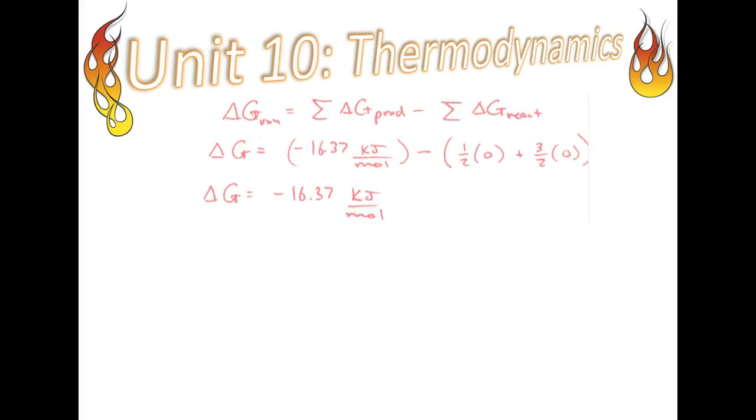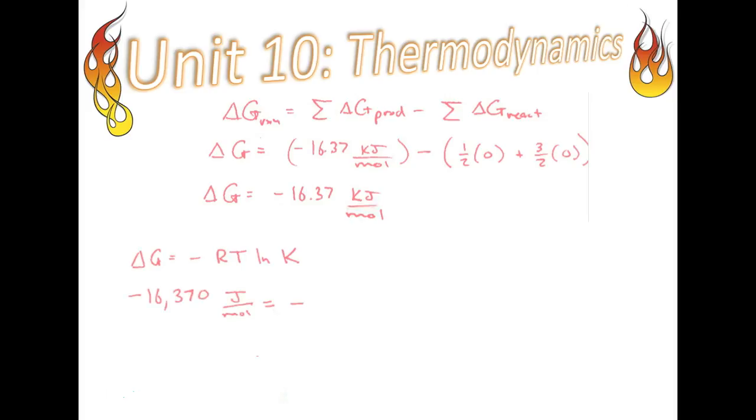That's simply our classic products minus reactants equation. Plug in the products, plug in the reactant values, which is nice and easy because it's both 0, and you come up with the free energy change for this reaction as negative 16.37. Once you have that value, now you can go ahead and use the negative RT ln K to solve for the equilibrium constant K.